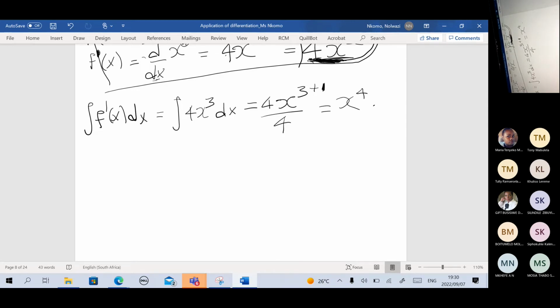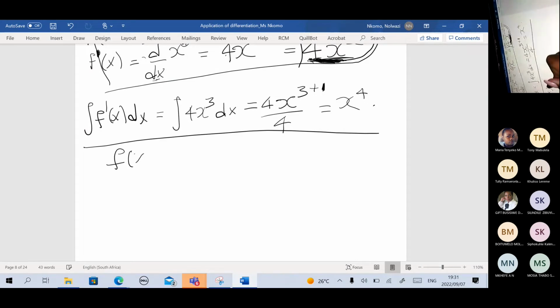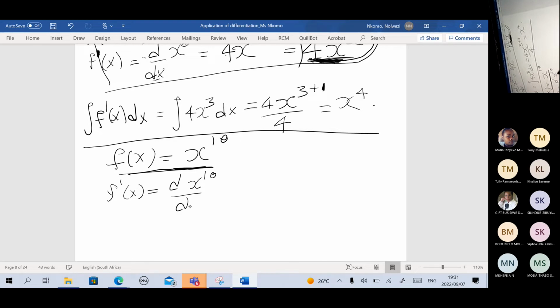All right. Okay, I was about to do another example now. Let's say you have your f at x as x to the power 10. Now, this means if you apply a power rule here for differentiation, you'll have f prime at x as the derivative of x to the power 10 with respect to x would be 10x to the power 9, right?